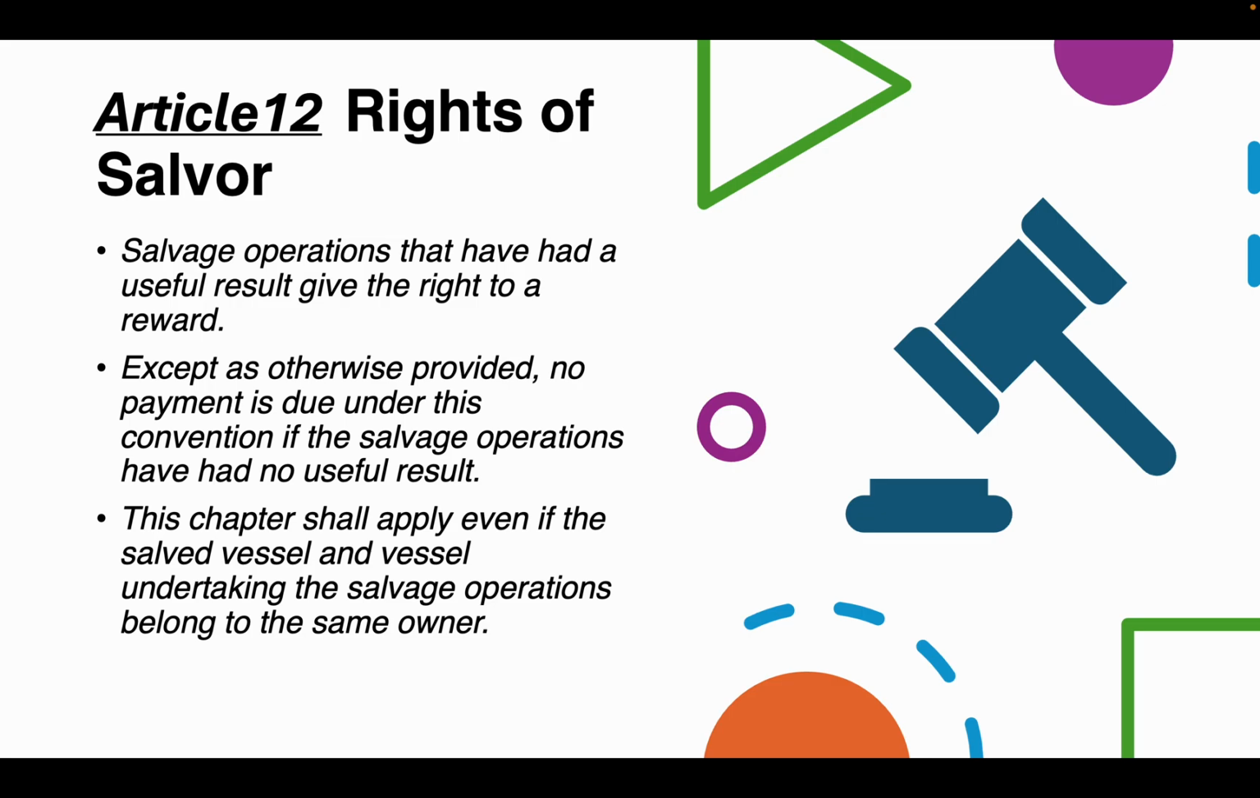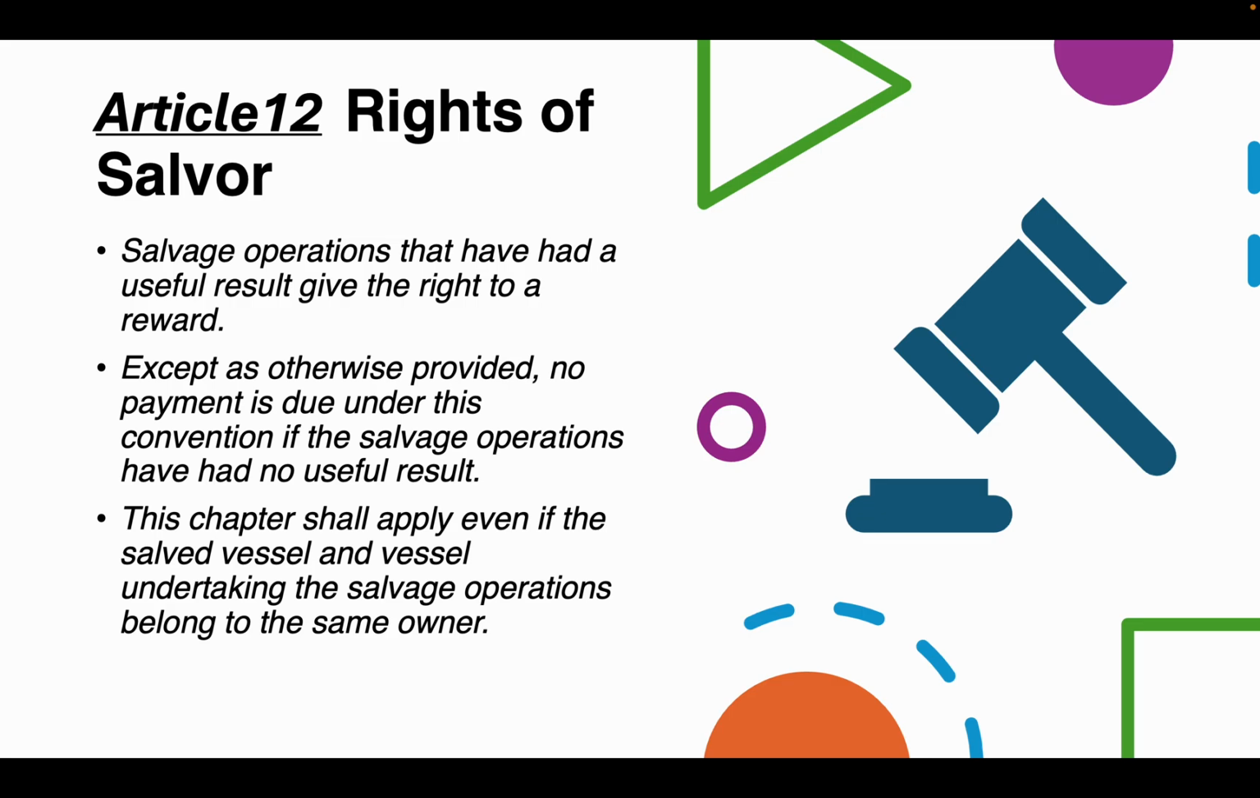मतलब अगर salvage operation, अगर salver ने successfully complete किया है और वो successful है, then he is entitled to get a reward. उसको reward मिलना चाहिए. Except as otherwise provided, no payment is due under this convention if the salvage operations have had no useful result. वो जो result मिला है salvage operation completion के बाद, that is not useful. Although it could be successful, but it is not useful to the owner, then he is not entitled to get the reward for that operation.